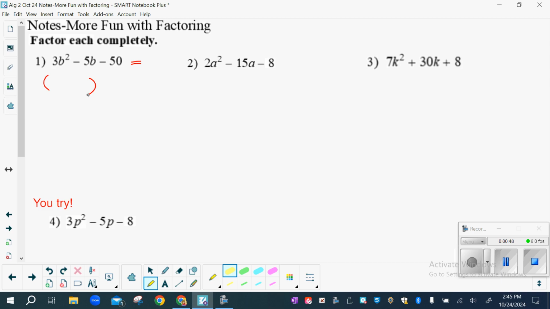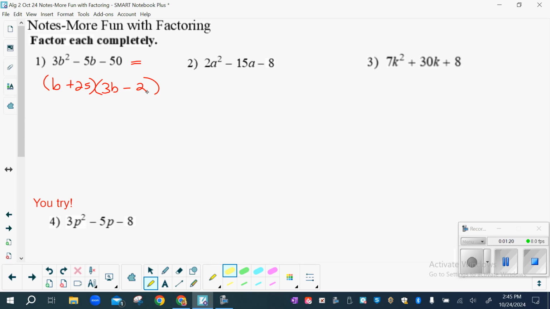So these two terms here have to multiply to give us 3b squared. So one would be b, what would the other one be? 3b. And then we're looking at things that multiply to give you 50. There's a number of numbers, like 25 and 2, or 5 and 10. So we could try, say, 25 and 2, plus 25 minus 2, and then we could check. Okay, so this is called guess and check.